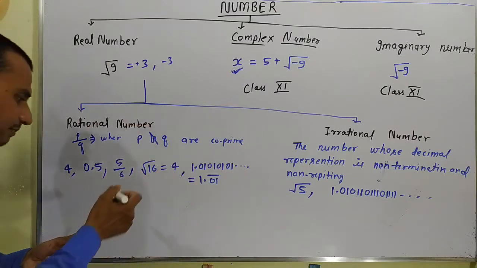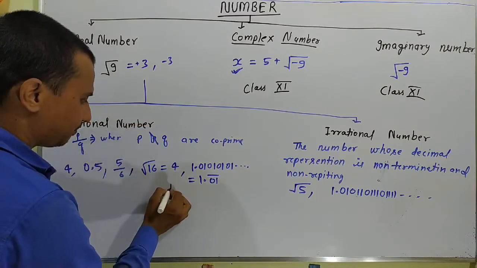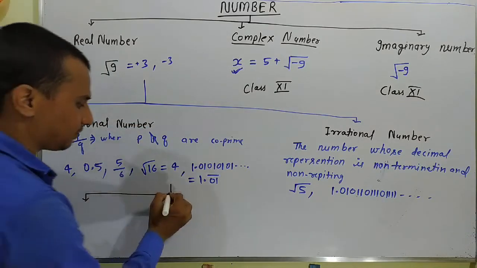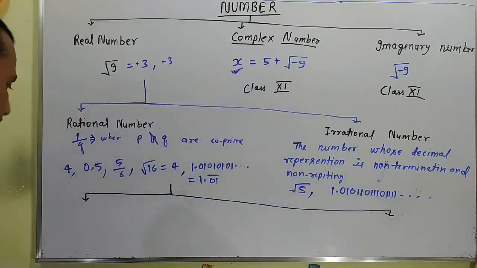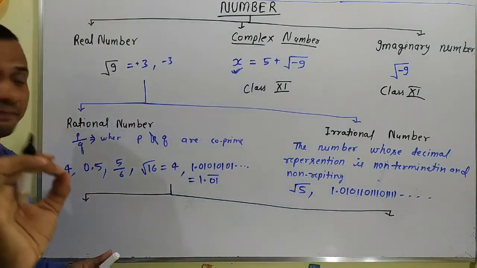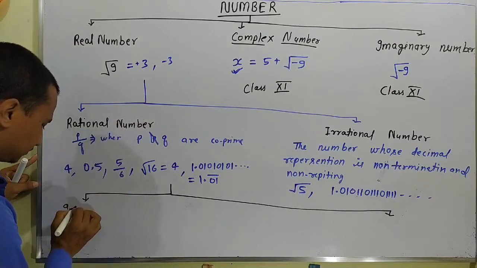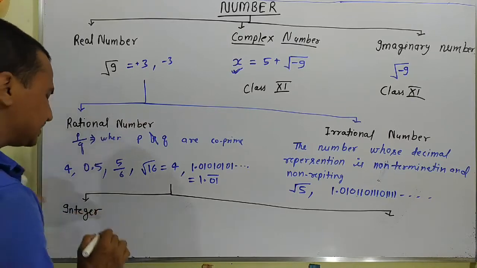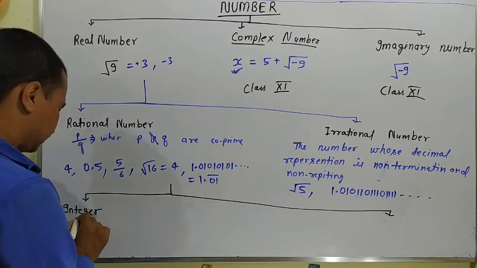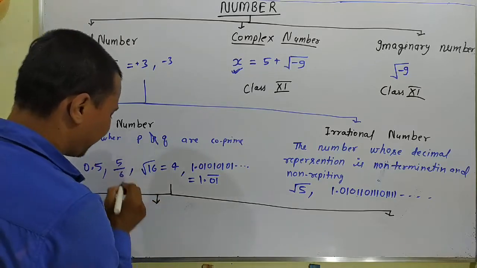Rational number can also be divided into several types. Rational number can be expressed in several forms. These are the forms of rational number. The simplest form of rational number is integer. Second, fraction.